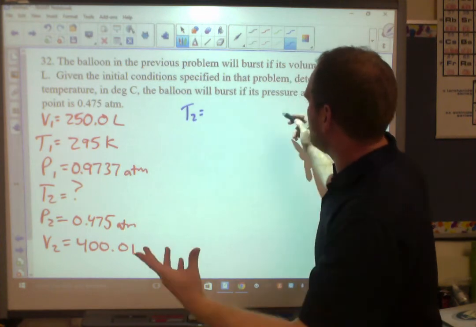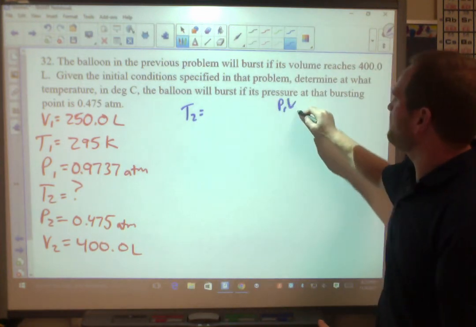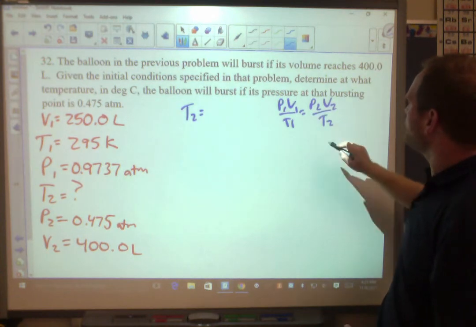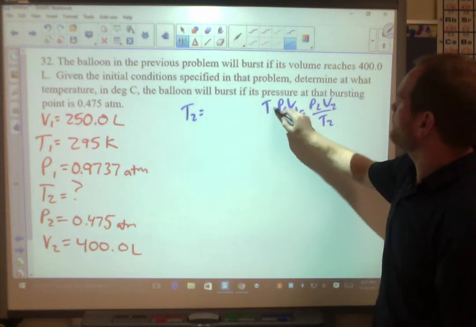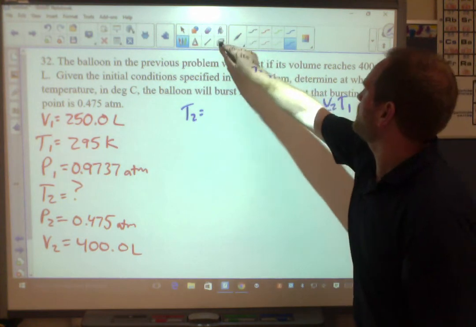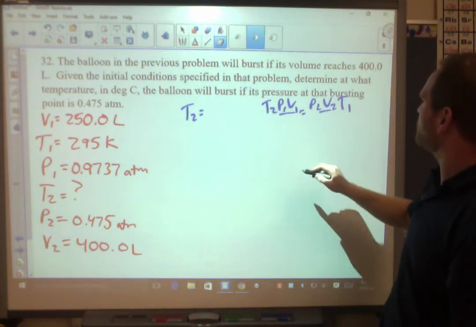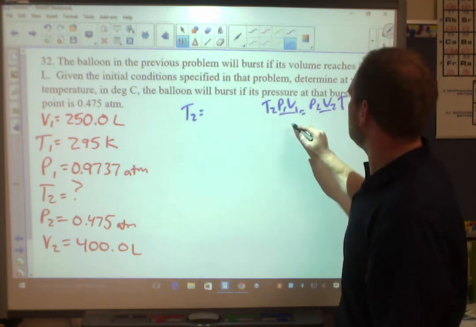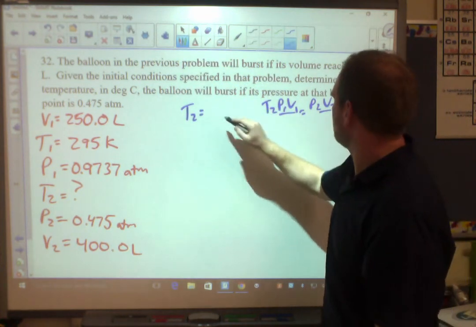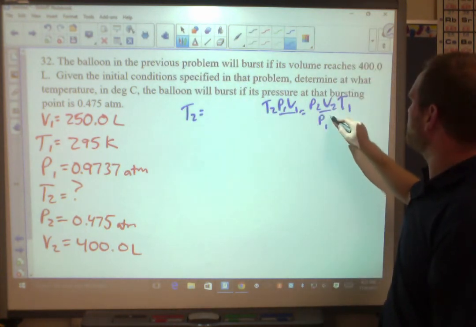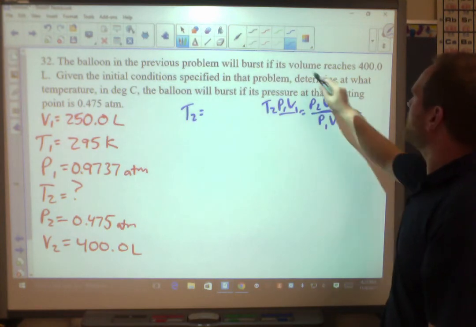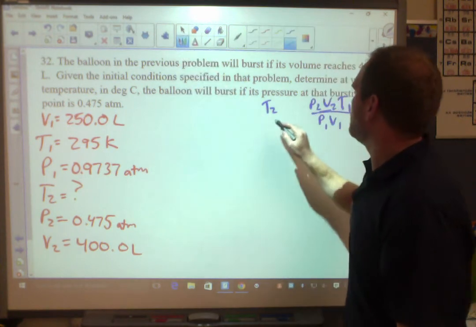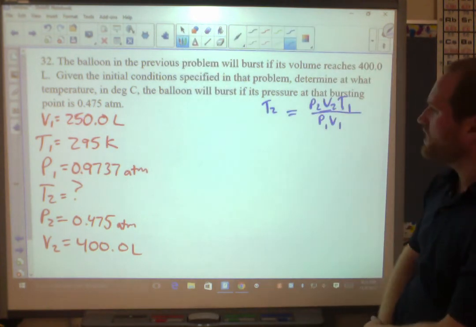T2 equals, well, let's start from scratch again. P1 V1 over T1 is P2 V2 over T2. T2 is going to go up here. T1 is going to go up here. That gets rid of my denominators. Divide both sides by P1 V1. So I'll do it over here. Divided by P1 V1. This cancels. And this is what I get.